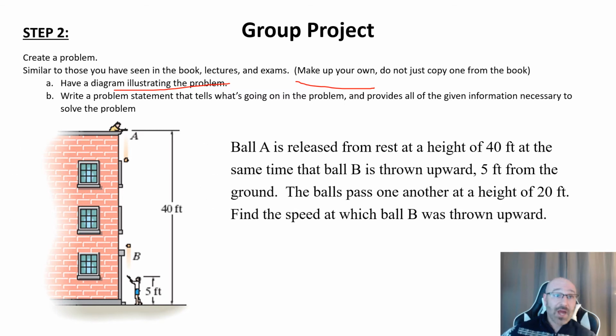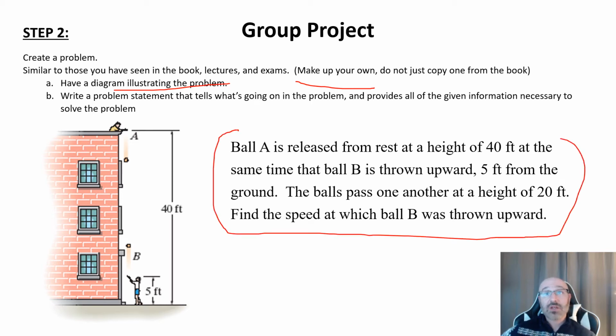So you can see I have a diagram over here on the left. There's my illustration for part A, and for part B, now I have this problem statement over here that you can see there where I say, okay, ball A is released from a height of 40 feet at the same time that ball B is thrown upward 5 feet from the ground. The balls pass one another at a height of 20 feet. And I ask you to find the speed at which ball B is thrown upward.